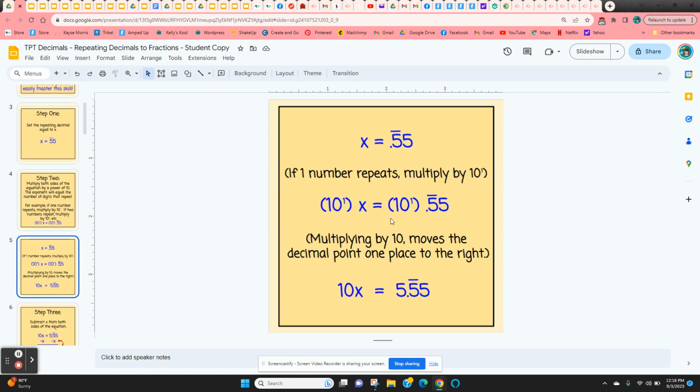And here's an example of how to do that. So there's only one number that repeats, so we're going to multiply both sides of the equation by 10 to the first power, or 10. And then explain to the students that when you multiply a decimal by 10, it just moves the decimal point one place to the right.